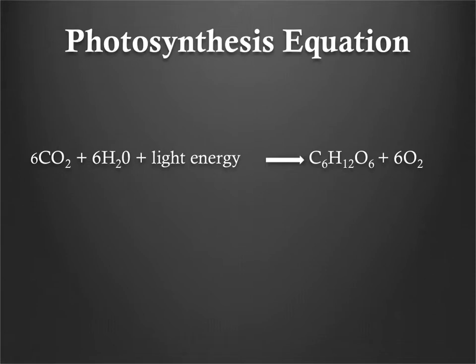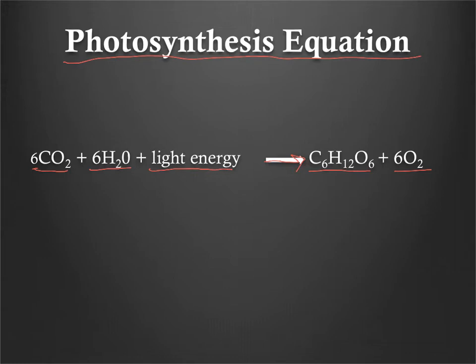Okay, so the photosynthesis equation. This is something you are responsible to know. Okay, so first, 6 CO2 plus 6 H2O, with energy provided by light, is going to produce C6H12O6 and 6 O2. So that's the chemical equation.